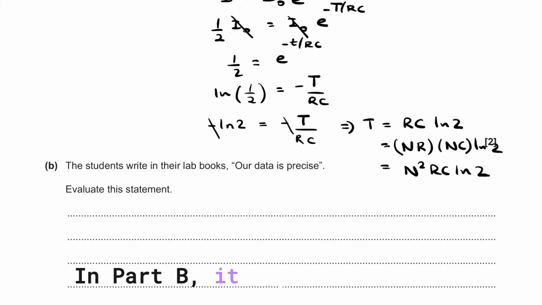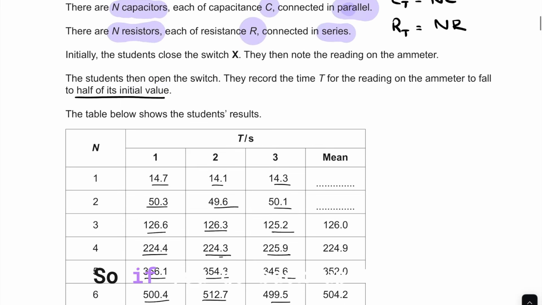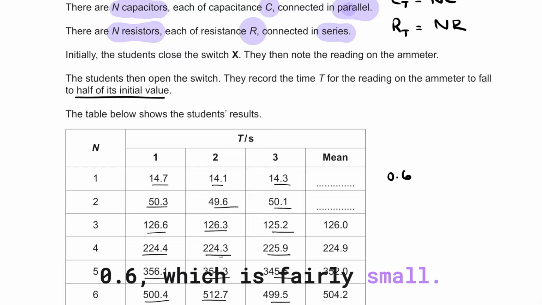In part B, it says the students write in their lab books, "our data is precise." Evaluate this statement, for 2 marks. So if we go back up to this table, we realize that the range for the first set of values is 14.7 minus 14.1. So the range happens to be 0.6, which is fairly small.